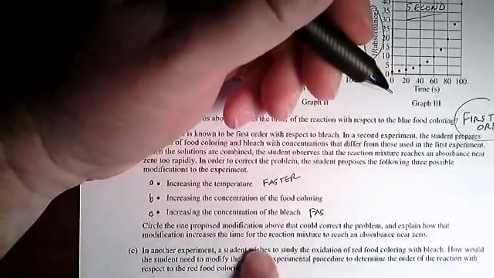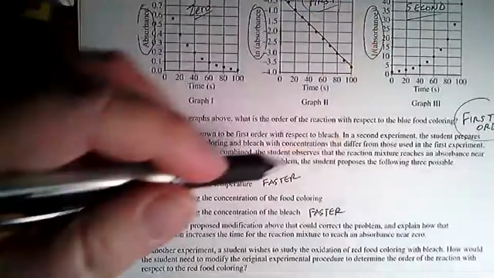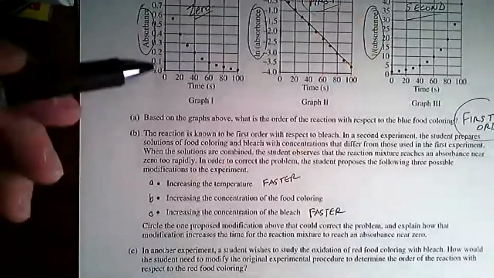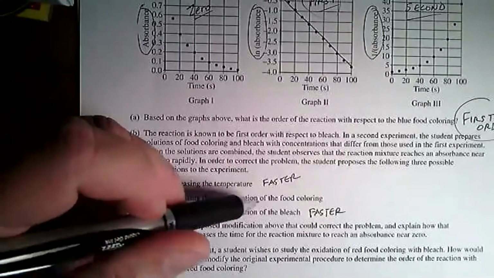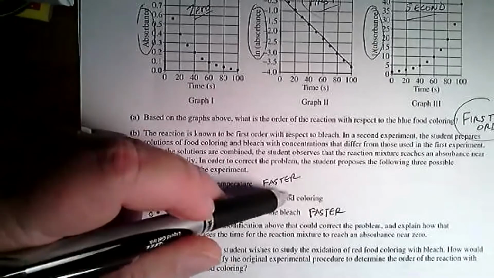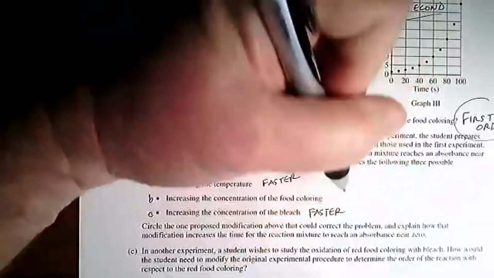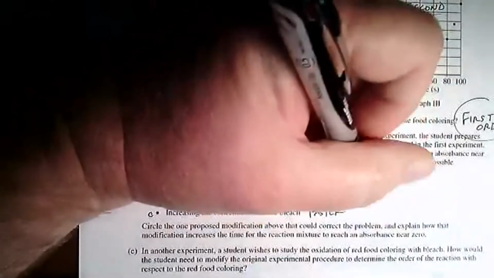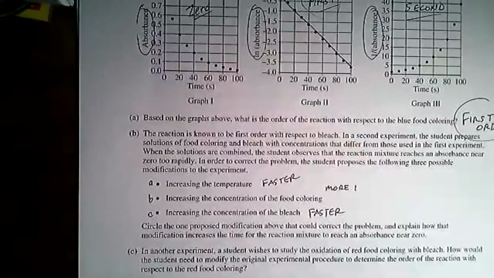So if they really ask me, you do have to explain on this one. But I know right off the bat that A and C aren't my answer. Both of these make it go faster. How is increasing the concentration of the food coloring going to slow this down? Well, what I would say is something along the lines that more particles, you know what, I already wrote this down, so I'm just going to show you what I wrote.